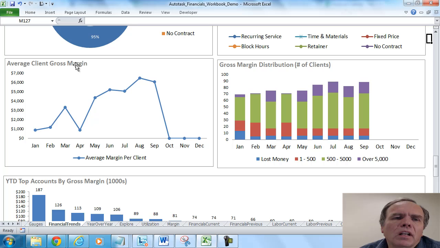My average client gross margin, nice to see that it isn't simply that we are scaling and getting more revenue and our costs are remaining the same. We're actually seeing that on average the amount of money that each client is giving us on a per monthly basis is increasing. Likewise, as important it is to see the average, we show you the margin distribution.